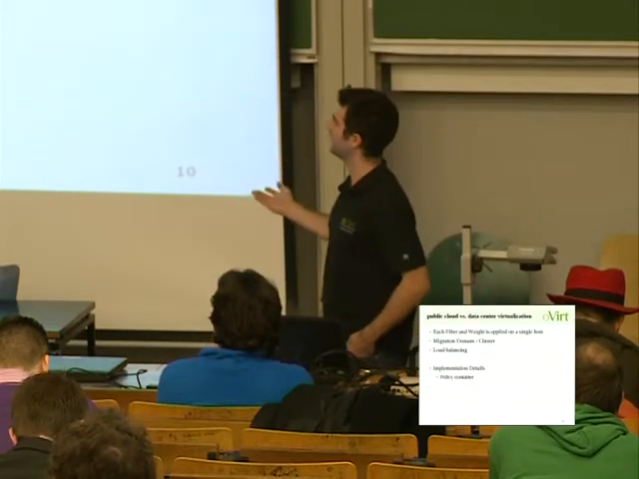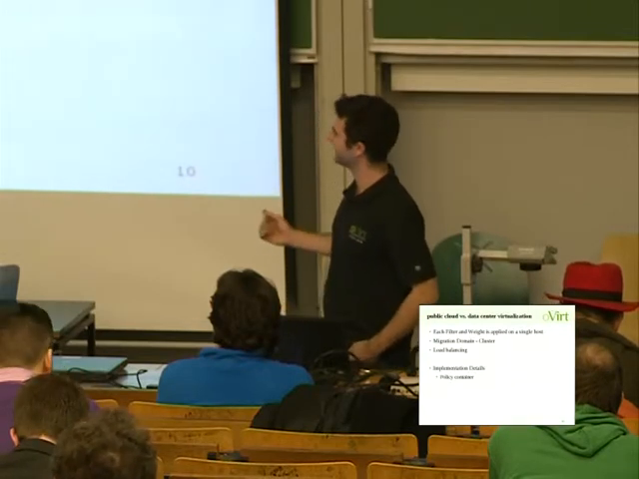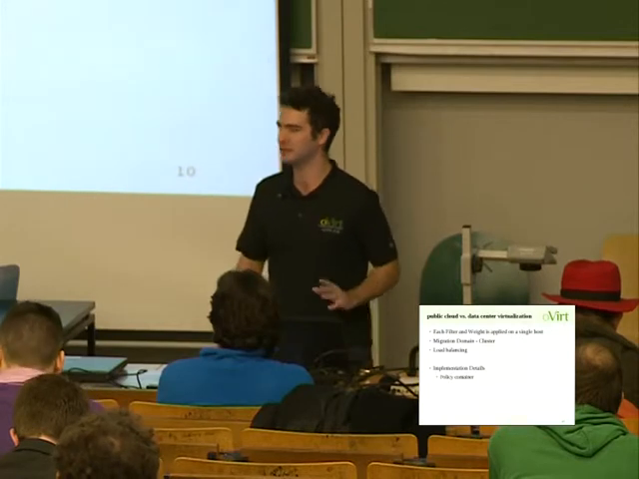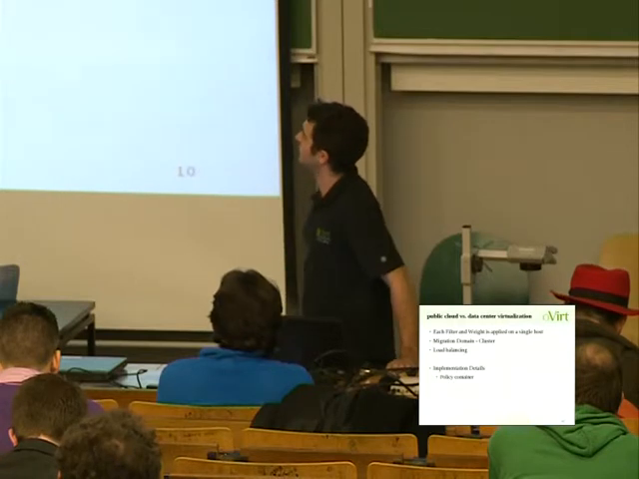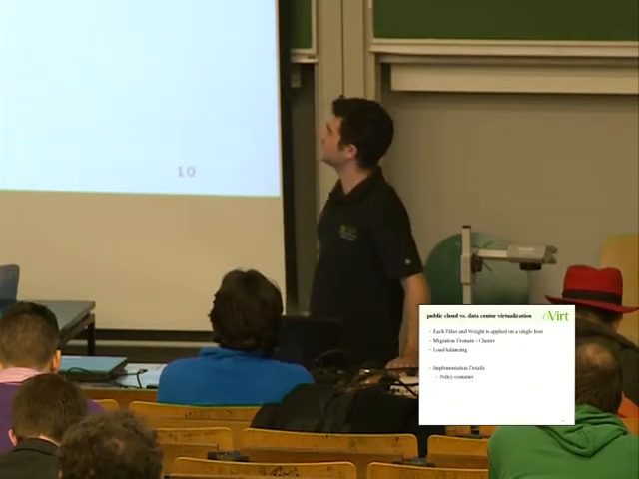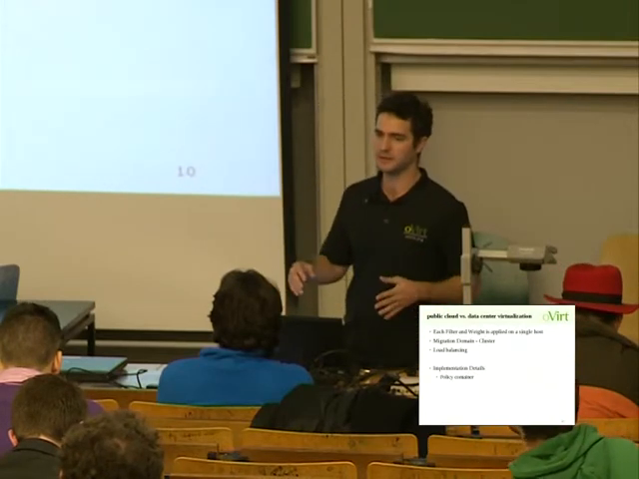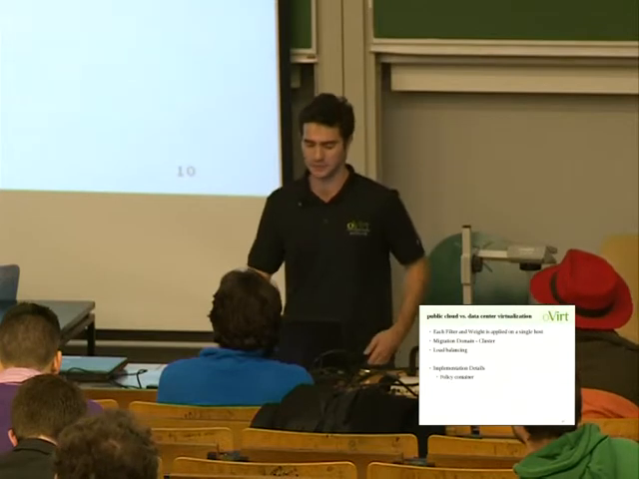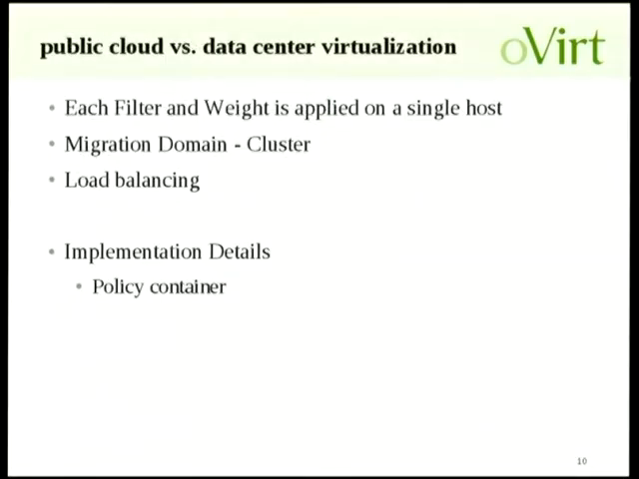When we looked at that and took it to data center virtualization, which is oVirt, we saw that we have a little bit of a problem with that concept, because in Nova, each filter and weight is applied on a single host, and we have a larger concept of clustering in oVirt, which is called a migration domain. In the migration domain, each VM on a host can be migrated to a separate host in that migration domain, that cluster.